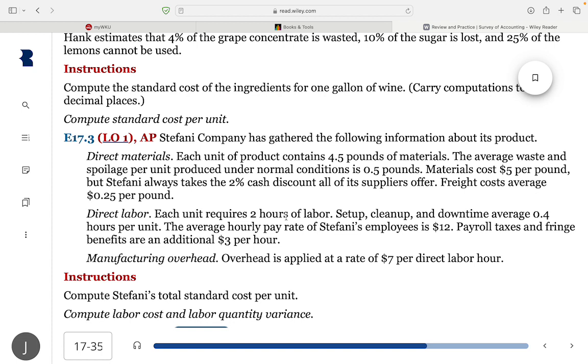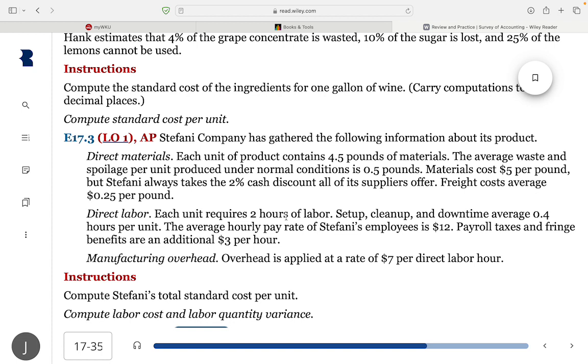So the product itself contains 4.5 pounds of materials, but the average waste is 0.5 pound. So that means we expect to use 5 pounds of material for every product we make. 4.5 will actually make it into the product itself, and the other 0.5 pound will be waste or spoilage or whatever's going on there. So the amount of materials that we expect to use per unit is 5 pounds, not 4.5. So make sure you're looking at this closely when you're doing practice problems.